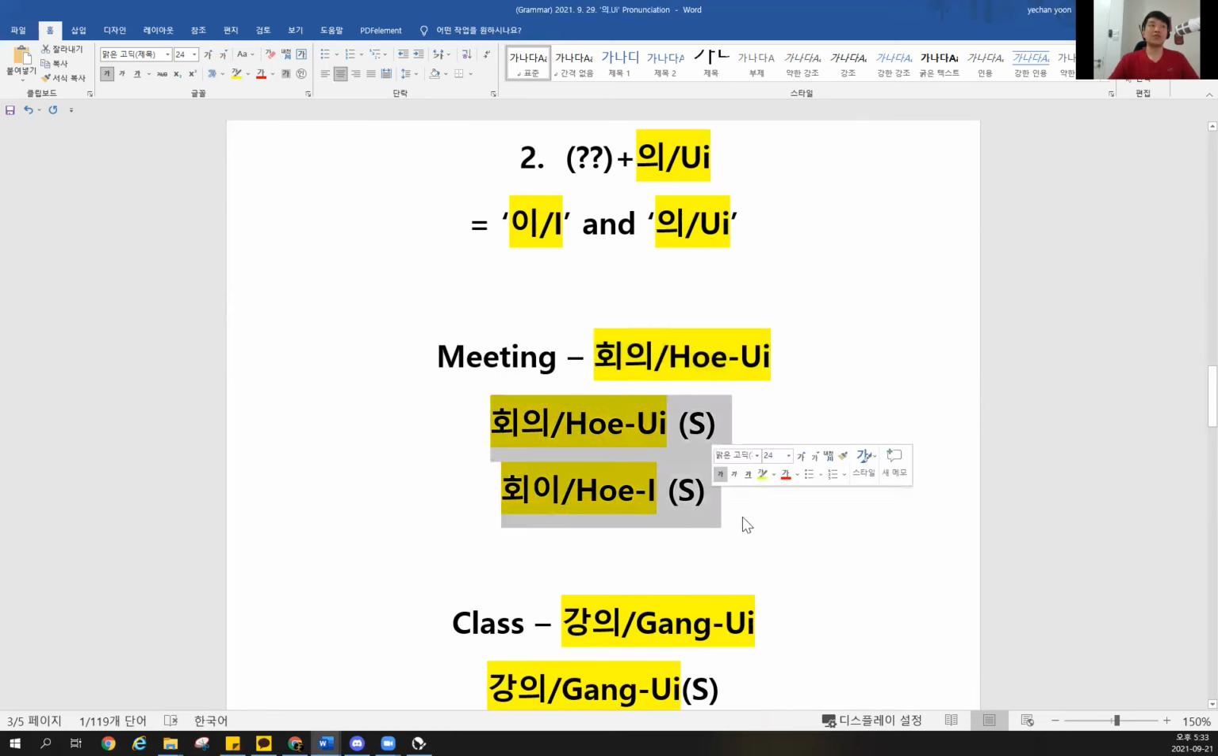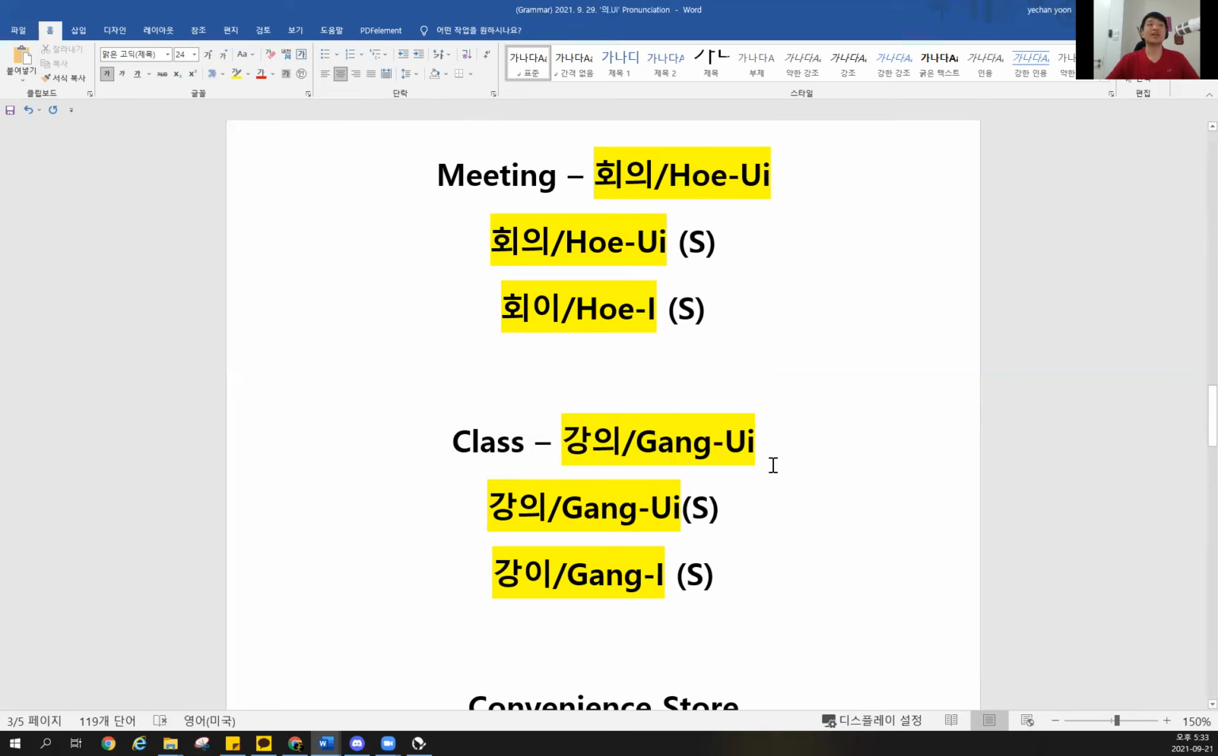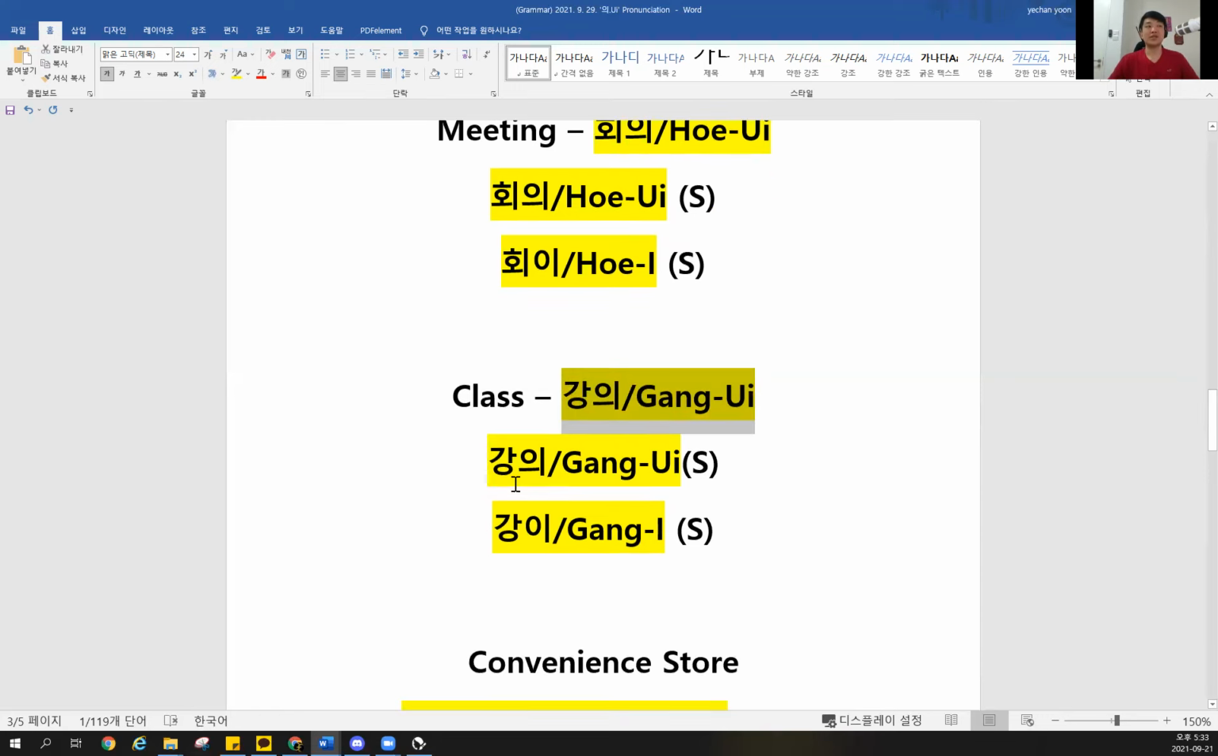Class. This is also an example. How you can write down 강의. All right. And for the pronunciation, you can use both of it, which is 강의 or 강의. You can use both of it. Okay. This is another example.